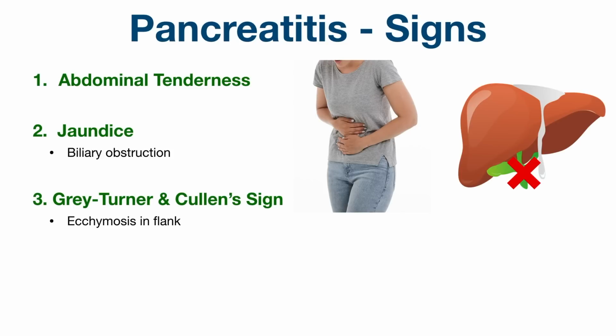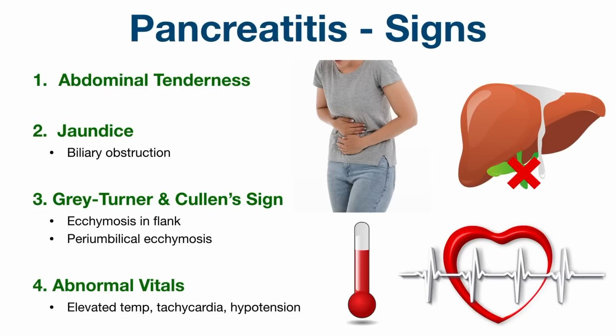Gray-Turner sign, which is ecchymosis or bruising in the flank, and Cullen's sign, which is periumbilical ecchymosis or bruising, may be present. These signs may indicate pancreatic necrosis and pancreatic hemorrhage or bleeding. Vital signs may also be abnormal, including elevated temperature, tachycardia or fast heart rate, and hypotension or low blood pressure. Abnormal vitals could be a result of pain, dehydration, systemic illness, or a combination.